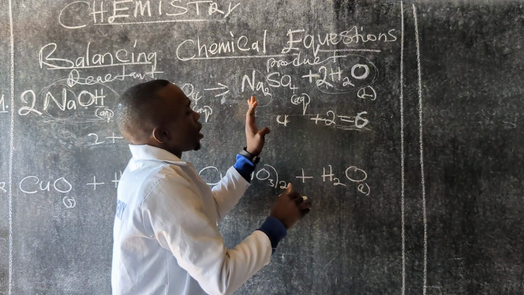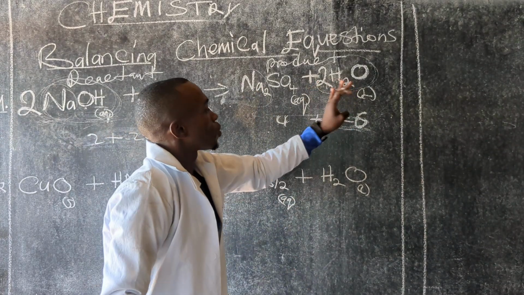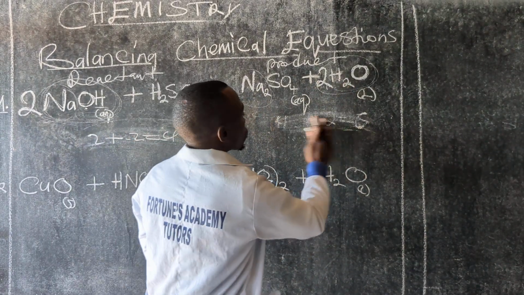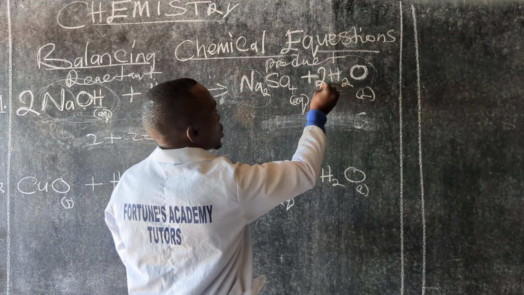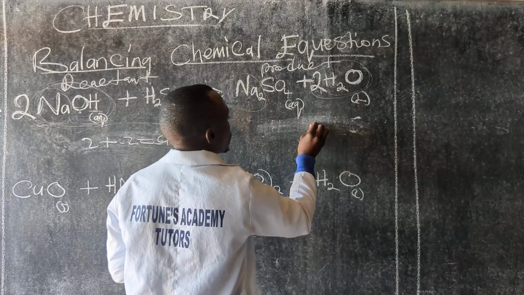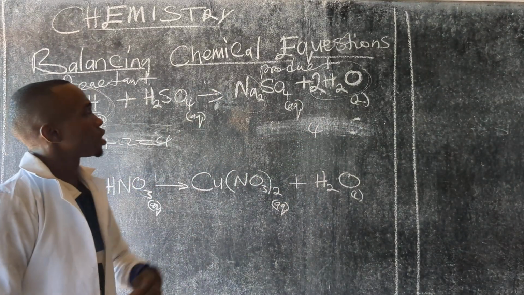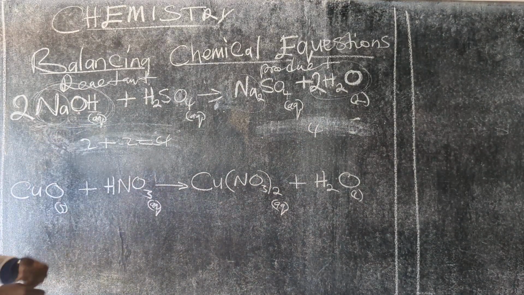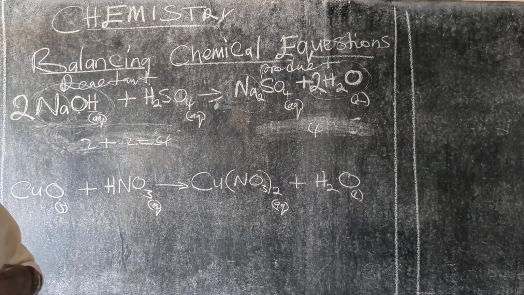Now let us check the number of hydrogen that we are having on the product side. Hydrogen here is 4, because you always have to multiply this by this, which is 4. Hydrogen on this side is also 4. So hydrogen has balanced.